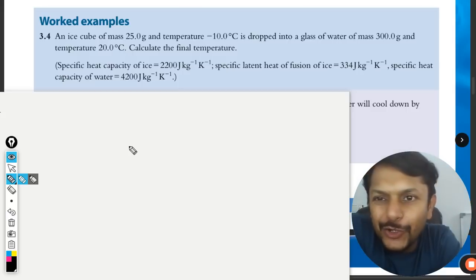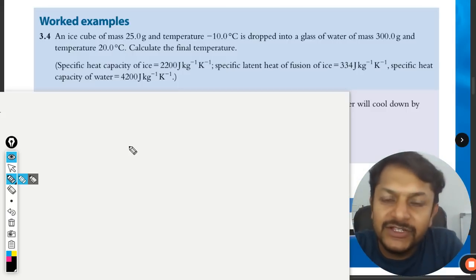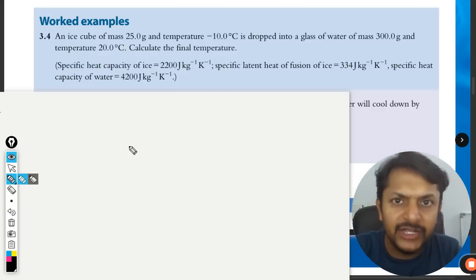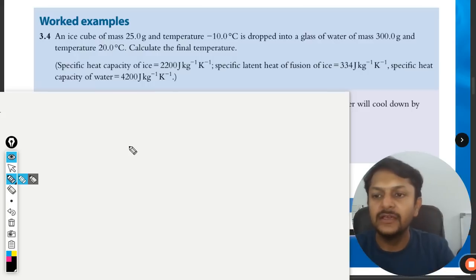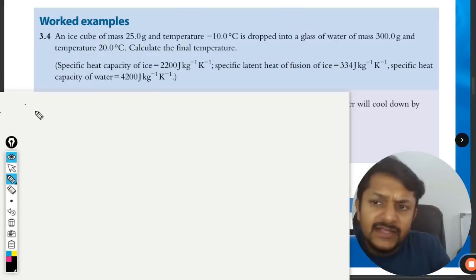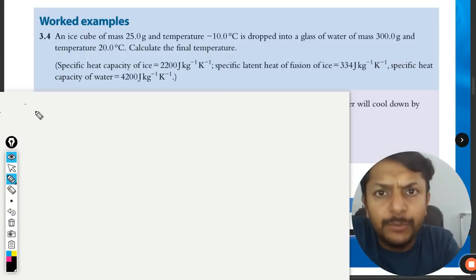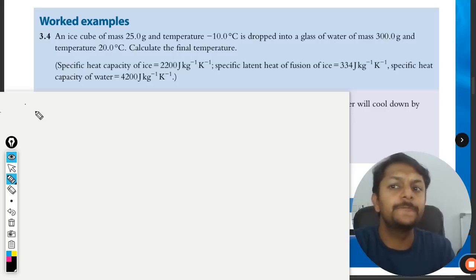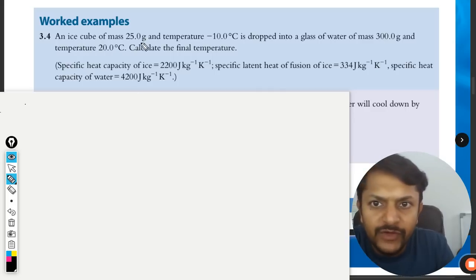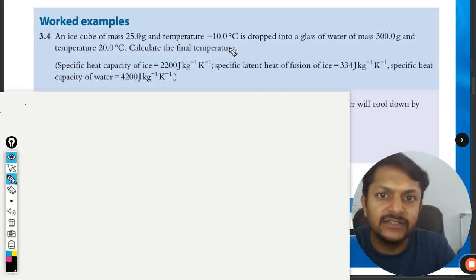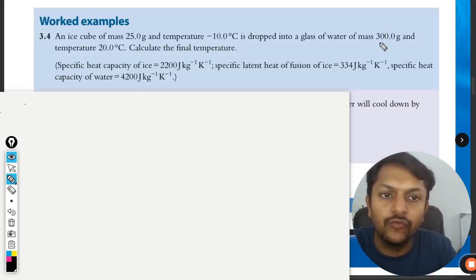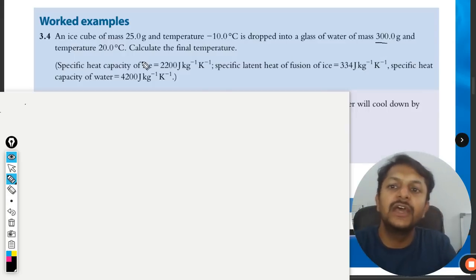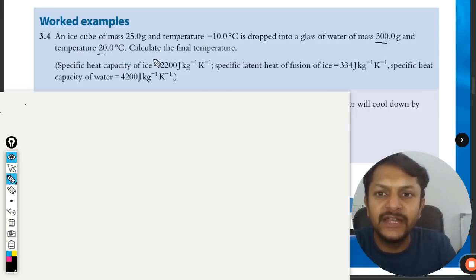Okay, dear students, so there is a question on your screen, and we just did the concept of calorimetry, and let us now apply that. In these kind of questions, these questions are very popular in paper too, so they're very important. An ice cube of mass 25 grams and the temperature negative 10 degrees centigrade is dropped into a glass of water, mass 300 grams, and temperature 20 degrees centigrade.